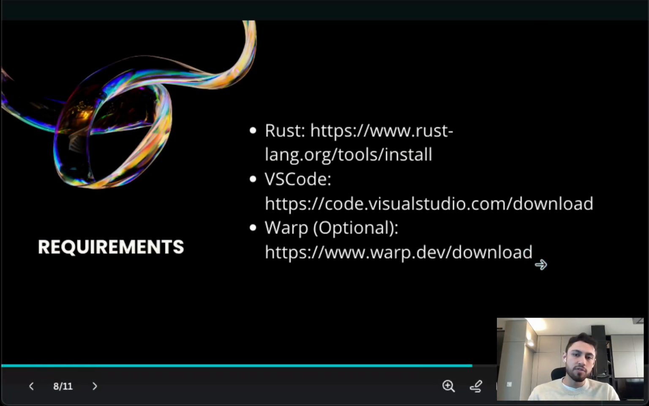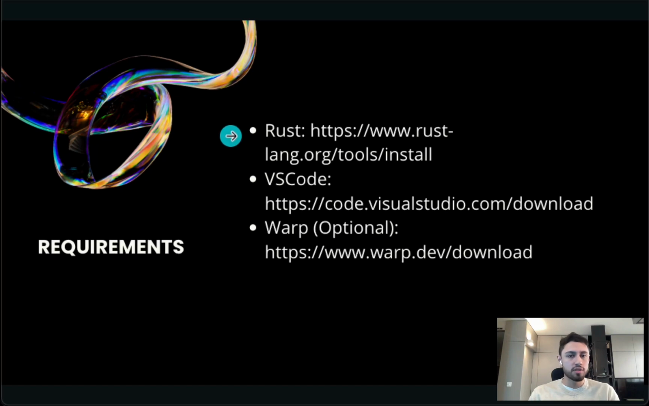The requirements for this project: you have to download Rust on your computer, you need to have VS Code, and it's optional to have Warp. Warp is a terminal that has AI integration, so it will be easier when you have problems and errors.